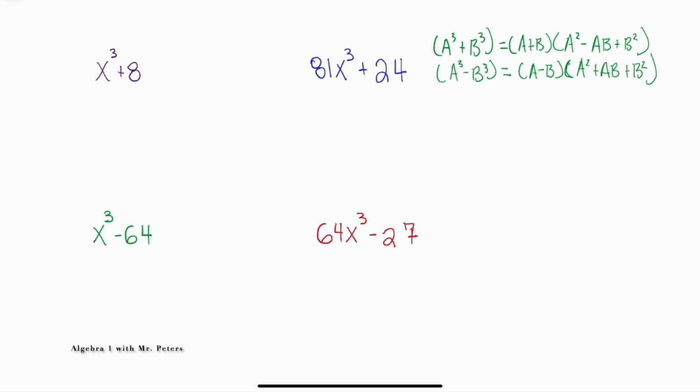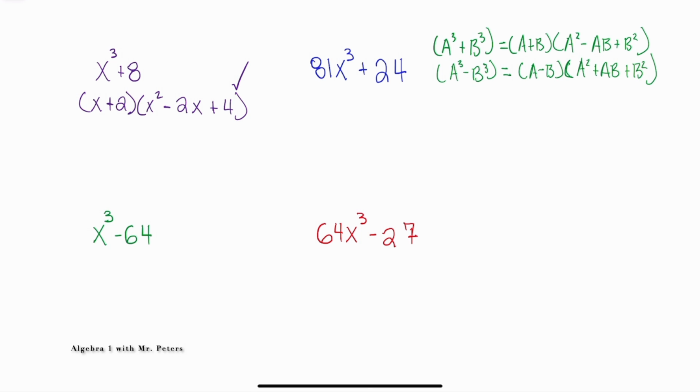So when we look at the first example, when we break down this problem, the first set of parentheses is just the cube root. So the cube root of x to the third is just x, and the cube root of 8 is just 2. So this is x plus 2 times x squared minus 2x plus 4. So this is how we would factor the first example.